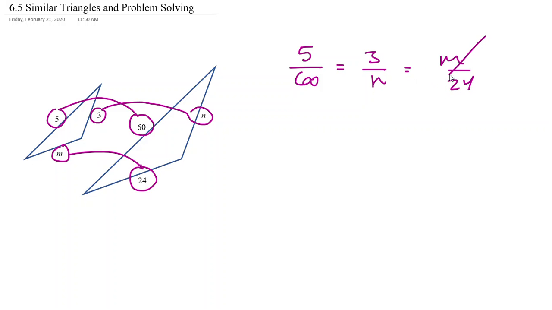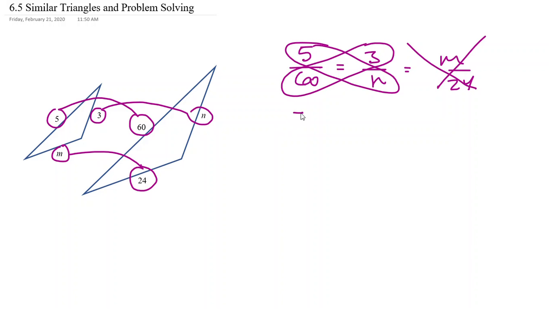So I'm going to take one off. I'm just going to say, okay, let's not worry about that one for now. But 5 to 60 equals 3 to n. I can solve that proportion. First, I'll cross multiply, and I'll get 5n equals, let's see, 180. Divide by 5, and n equals, let's see, that's 3 and 6, 36.